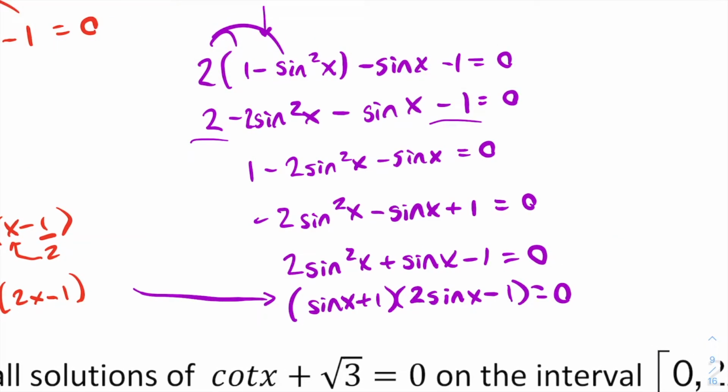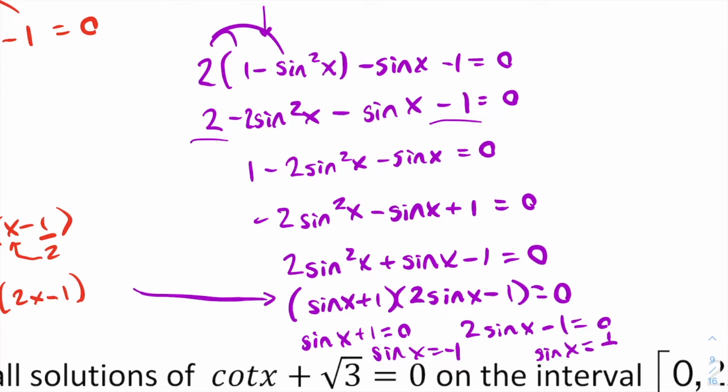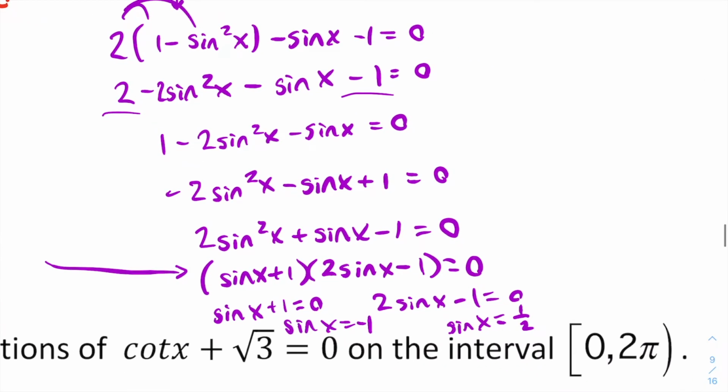And then after you're done with that, you can actually go and set your factors individually equal to 0. Sine of x plus 1 equals 0. 2 sine of x minus 1 equals 0. So the first one is sine of what gets you negative 1. And then this next one is sine of what gets us 1/2 after you add and divide.